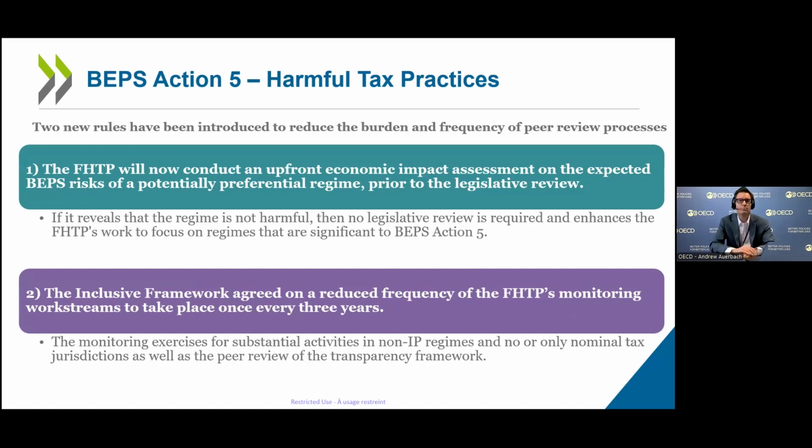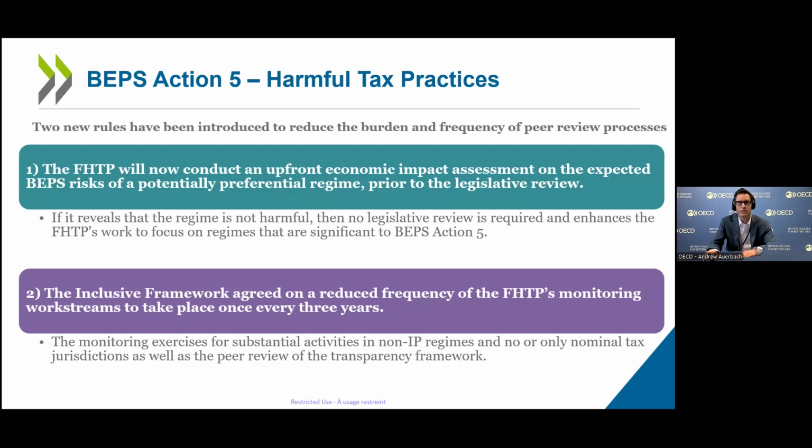In light of the maturity of the BEPS Action 5 implementation, the Inclusive Framework has agreed to introduce 2 new rules to reduce the burden and frequency of peer review processes while preserving the advancements made in countering harmful tax competition. First, the FHTP will now conduct an upfront economic impact assessment on the expected BEPS risks of a potentially preferential regime prior to the legislative review.